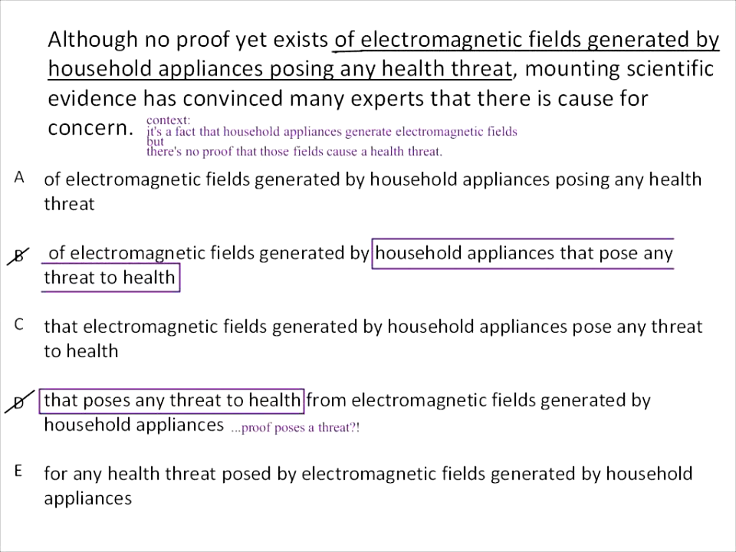Now, E I'll just help you dismiss because E is not idiomatic. There's no proof for something. It's just a poor idiom. Proof is of, not for. There's no such thing as proof for something. The correct idiom is proof of something. And that's the reason why E is not right. Now let's talk about A versus C.